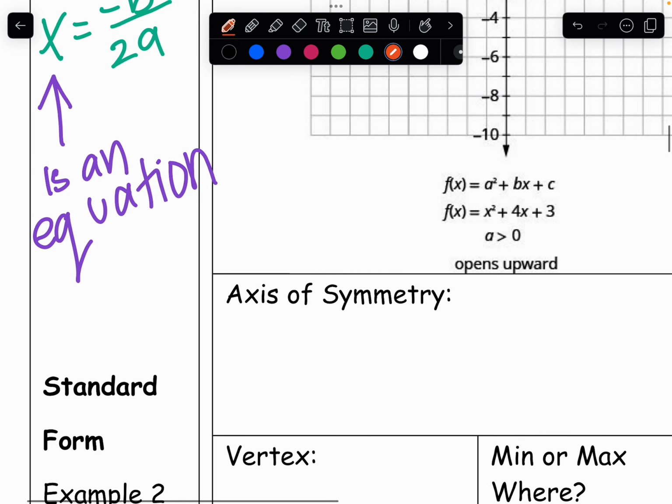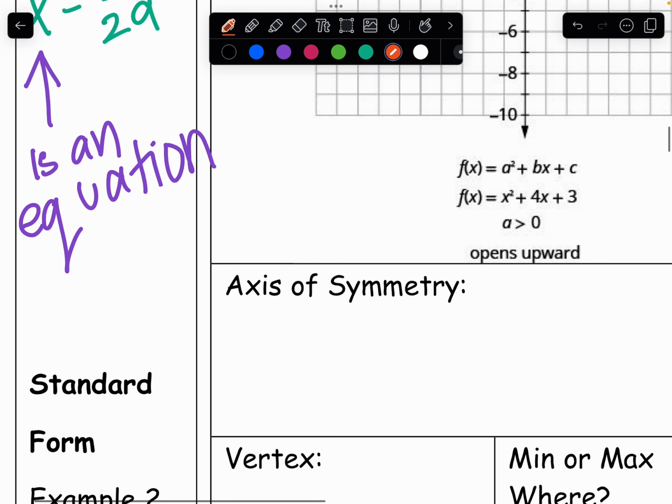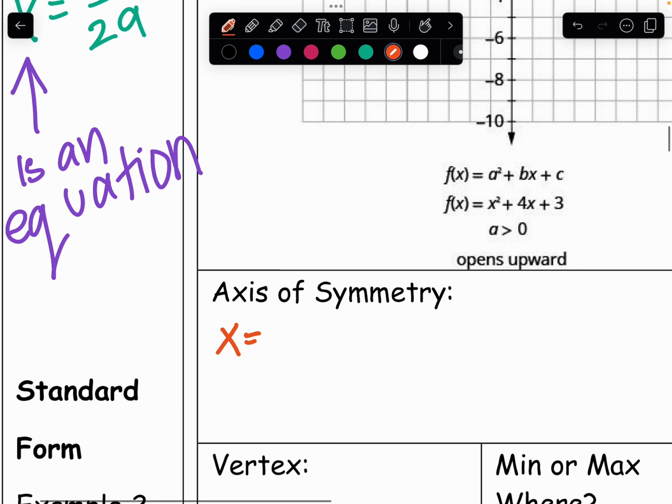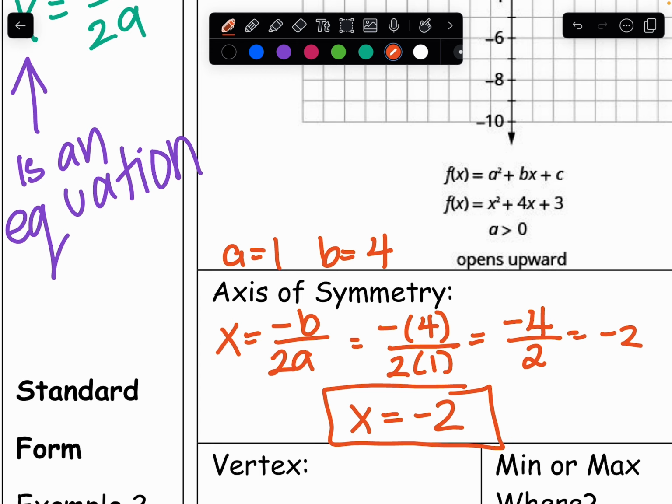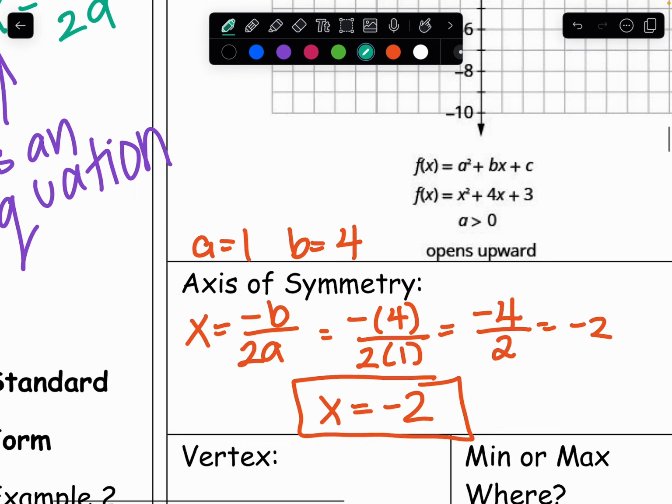I know it's kind of blurry for you, but hopefully you can see it through the video. So we have x equals negative b all over 2a. Our a value for this problem is 1, and our b value is 4. Now, when we replace a variable, we do want to put parentheses around it so we don't lose track of any negatives. So I get negative 4 over 2, which simplifies to negative 2. And so our axis of symmetry is x equals negative 2 because it is an equation.